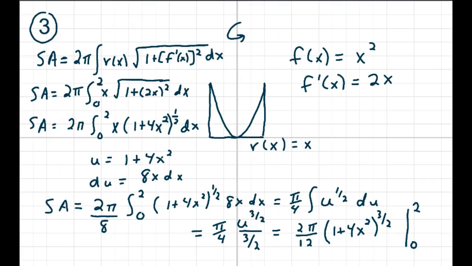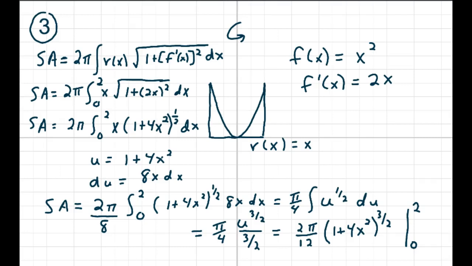So surface area is equal to 2 pi, integral from 0 to 2 of x times the square root of 1 plus 2x quantity squared. And we have 2 pi, integral from 0 to 2 of x, changing that square root into a half power, so make it easier. Have the quantity 1 plus 4x squared being raised to the half power.